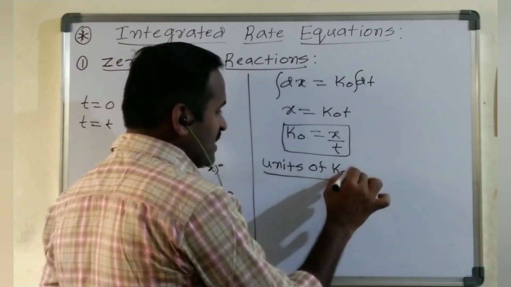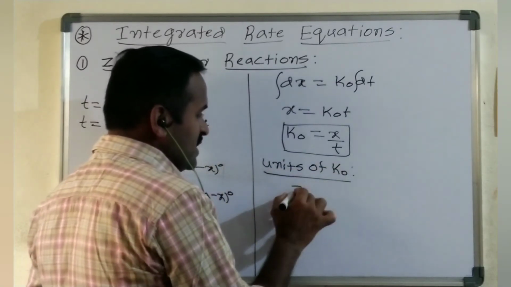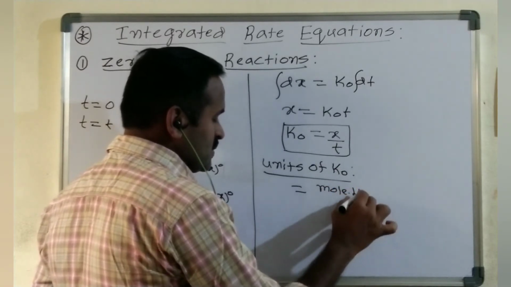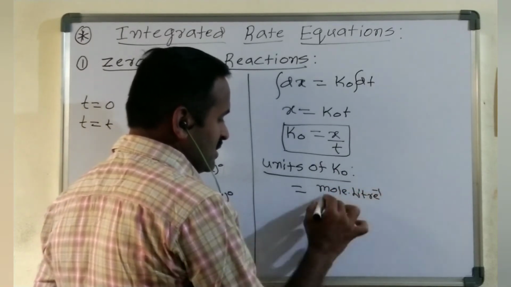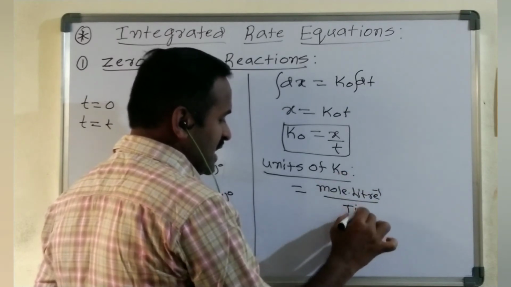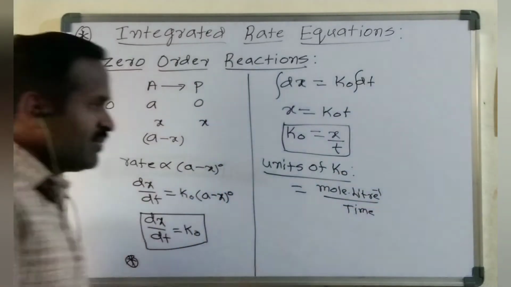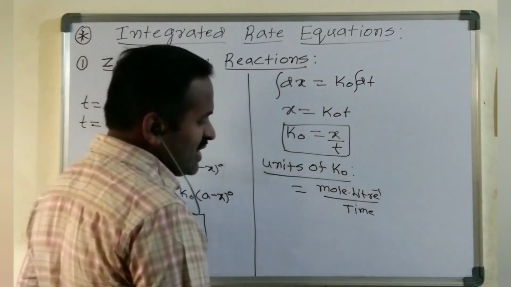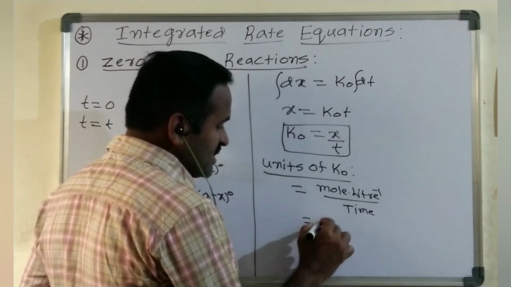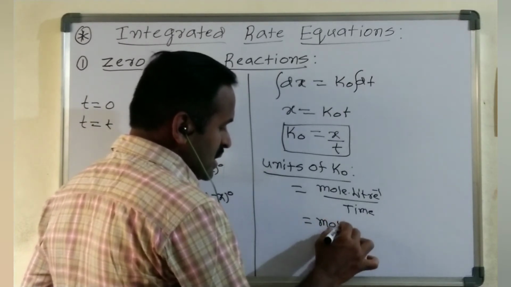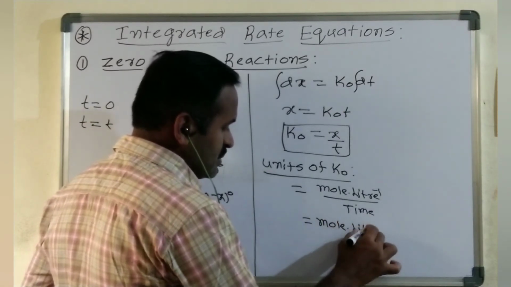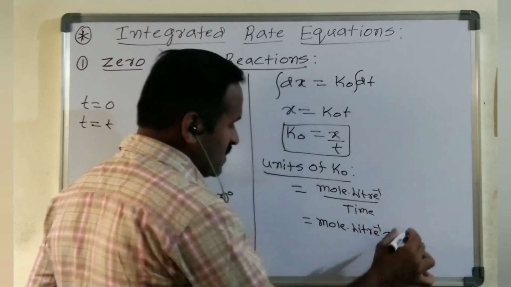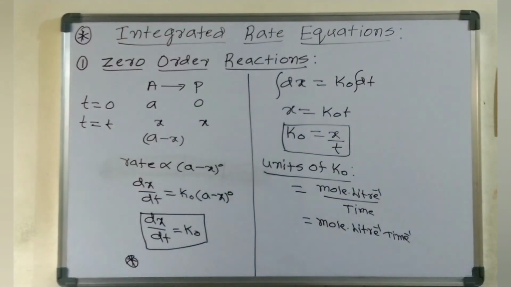Here the units of the rate constant we can also write down. The units of k naught: x is in mole per liter, and t you can express as time inverse. t is a time, so it may be expressed in second, minute, or hour, even day and year also. So I can write this as mole per liter, and time inverse, which are the units of the rate constant.